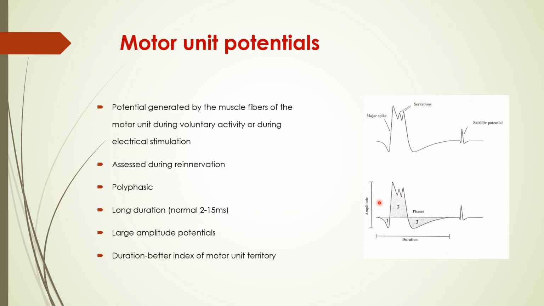So MUPs are another way of finding out the status of the muscle. During voluntary activity, this is a polyphasic recording, phase 1, 2, 3, and a long duration recording lasting 2 to 15 seconds, and it is a large amplitude recording. Among all these, duration is a better index of motor unit integrity.